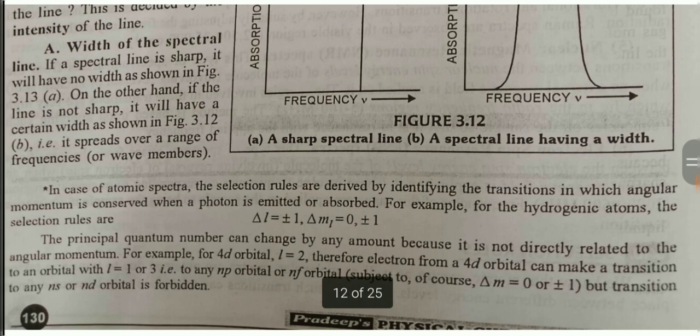If the spectral line is sharp, it will have no width as shown in figure 3.13. On the other hand, if the line is not sharp, it will have a certain width as shown in figure 3.12. That is, it spreads over a range of frequencies.